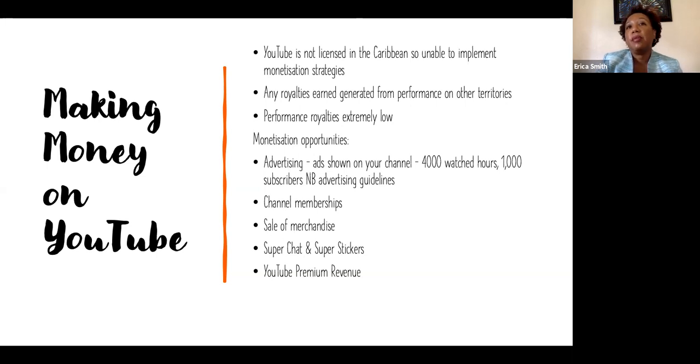And to enter their advertising program, you need to have logged at least 4,000 watched hours and have at least 1,000 subscribers. So those are the benchmarks you need to bear in mind. And then you can have ads running on your channel. They can place ads for you. What you need to pay attention to is their advertising guidelines.